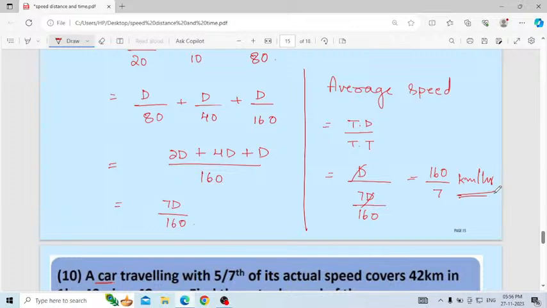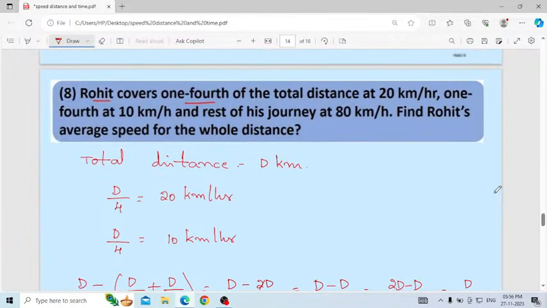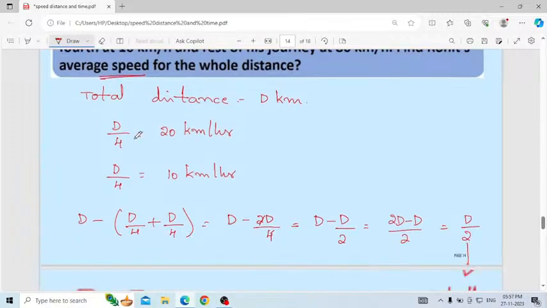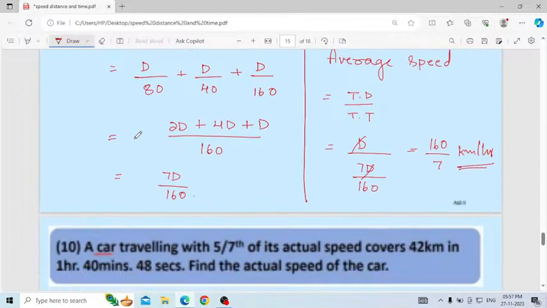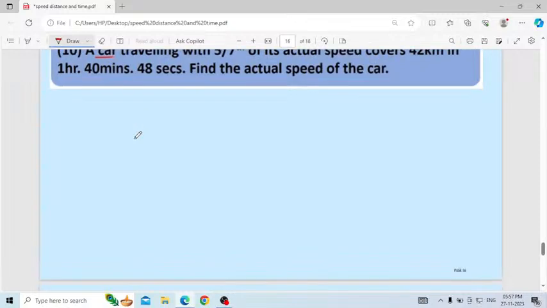This is the actual one. Rohit's average speed of the whole distance, average speed of the whole distance, it will be 160 by 7 kilometers. Okay, let us move to the next question. This one is easy. Last one. Easy question. Okay. Last question.